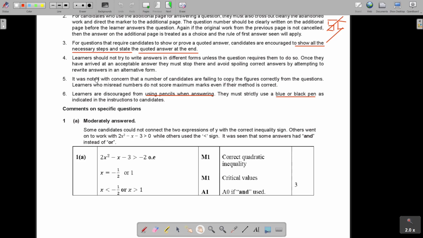Others went on to work with bigger than -3. They threw the 2 away. Okay. While others used the incorrect inequality sign. It was seen that some answers had 'and' instead of 'or'. If it's two separate green parts, then it's 'or'. So then they gave you the mark for that, and if you came to that, then it's x is smaller than -1/2 or x is bigger than 1. And that's exactly what we got.